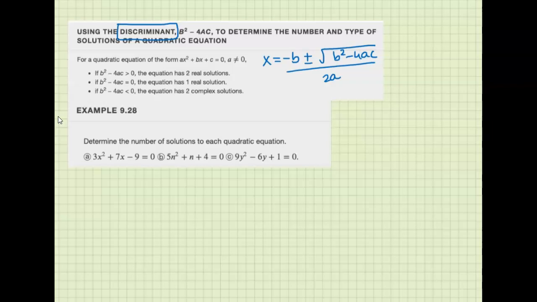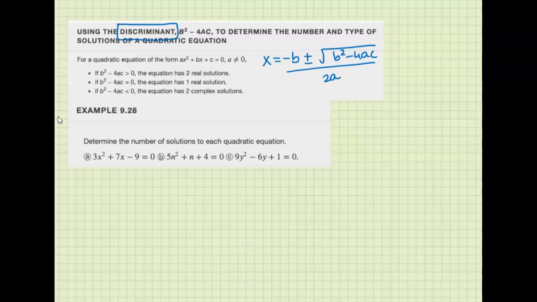So when you're working through these problems, sometimes you do want to know what the solution is, but sometimes you just want to know, are they real or are they not? And if they're not real, then you don't need to solve it. And if they are real, sometimes you want to solve it. So it's good to know what kind of solutions you have ahead of time, okay?